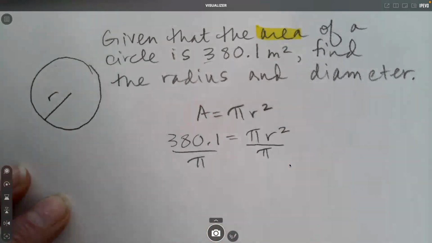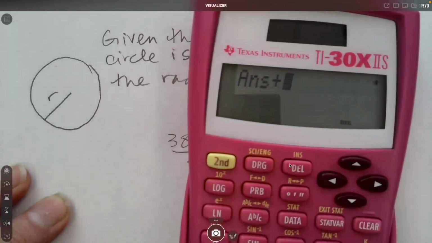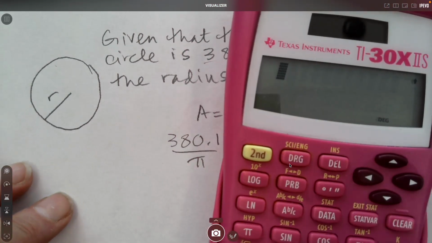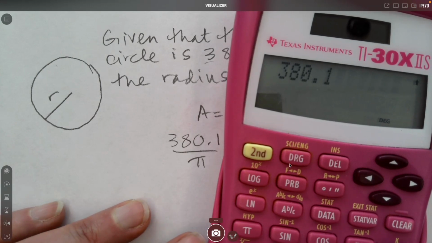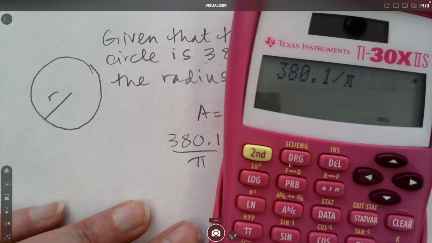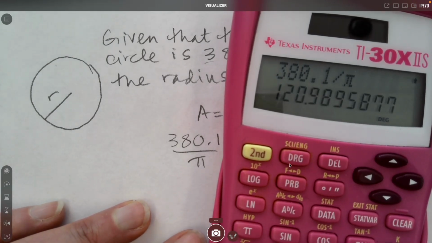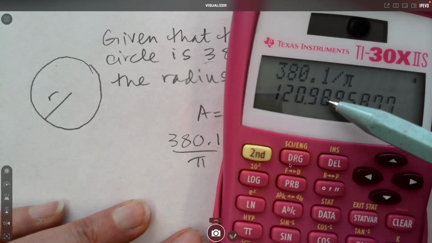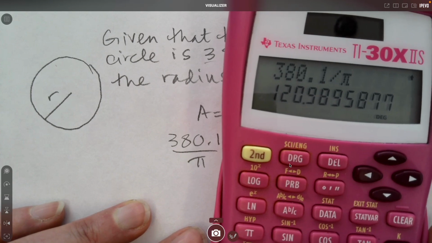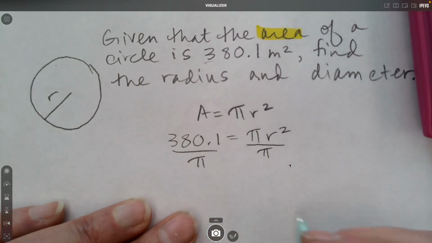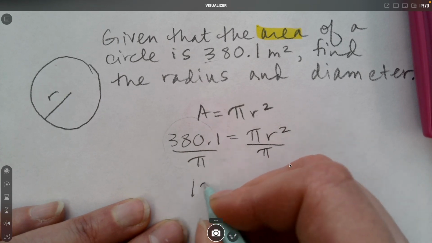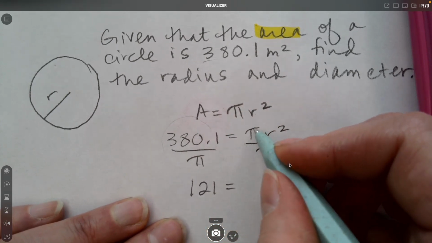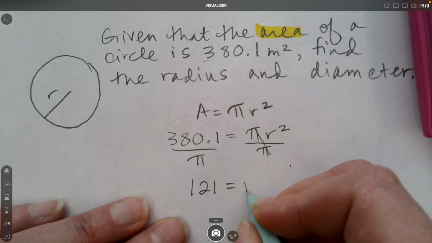So I'm going to grab my calculator and put in 380.1, and then divide by pi. That's giving me something awfully close to 121. Look at all these digits, I've got this 989. When I round it, it's going to be 121. So on my next step, instead of 380.1 divided by pi, I'm going to write 121. And then over here, pi divided by pi is just a 1. We're left with r squared.